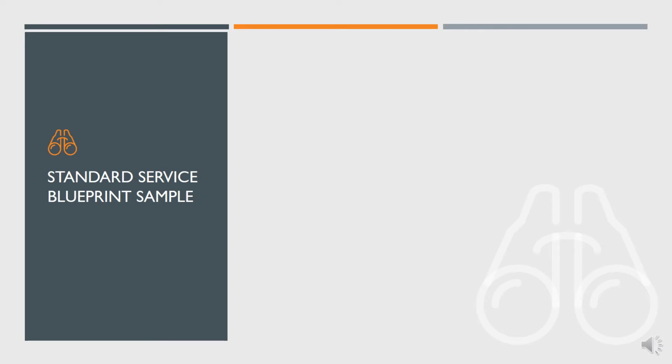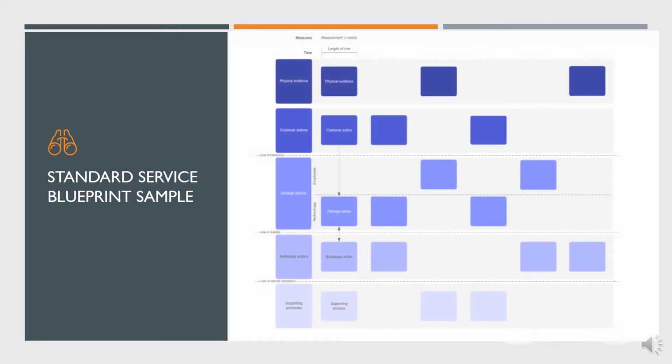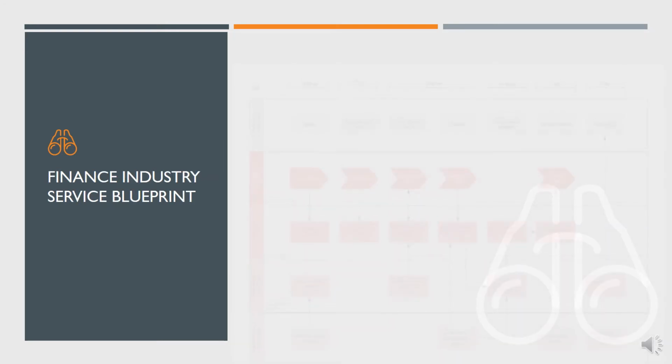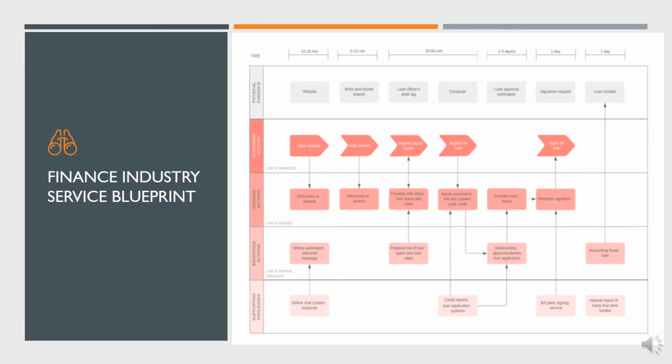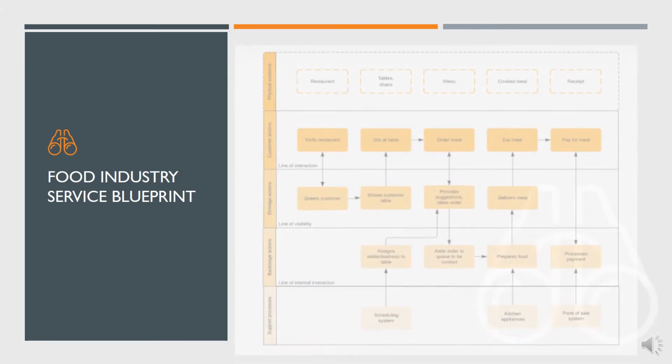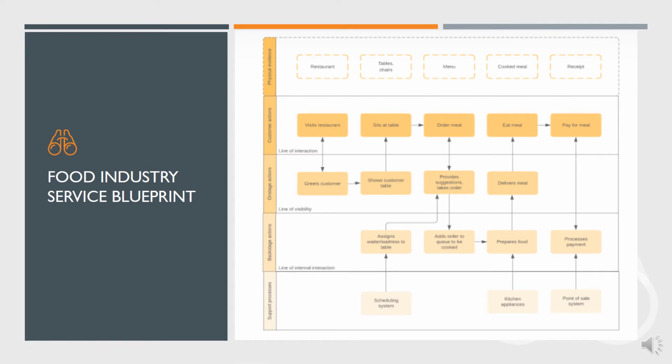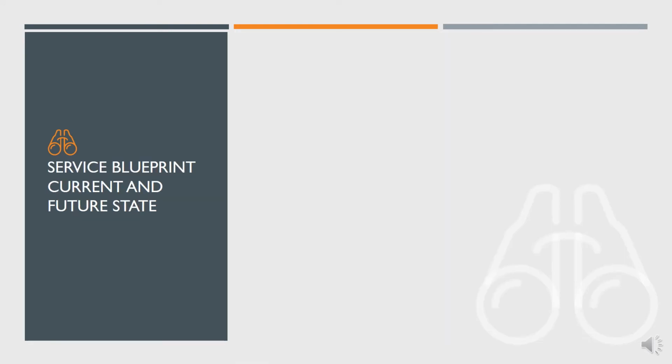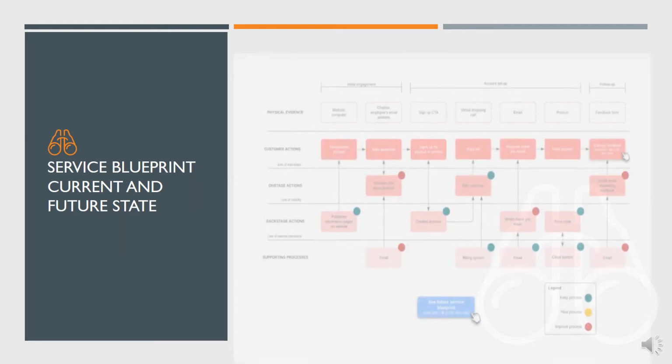So here are some examples of standard service blueprints. Here's an example, a service blueprint for the finance industry, a sample service blueprint for the food industry, and a service blueprint for current and future state.